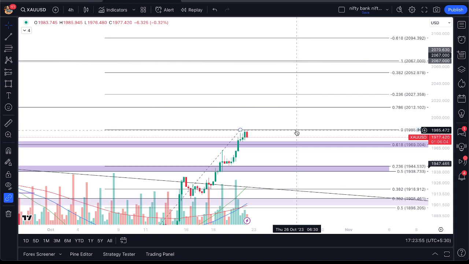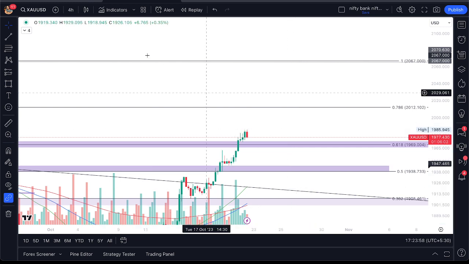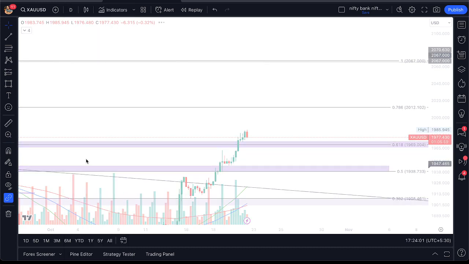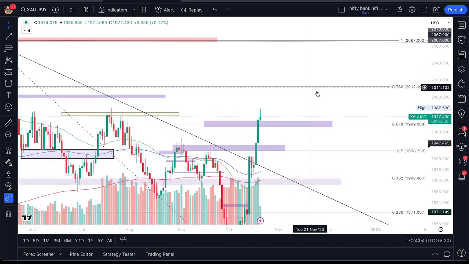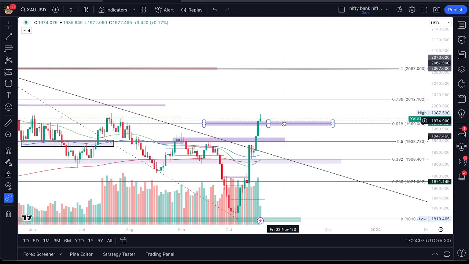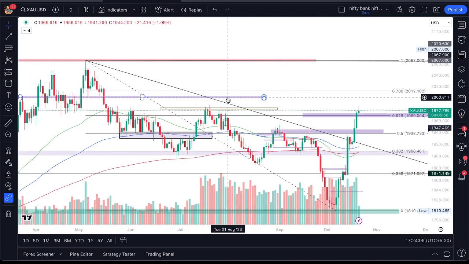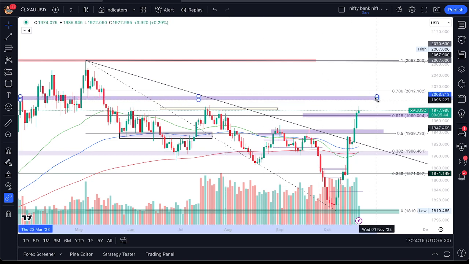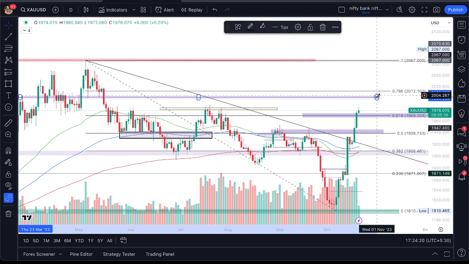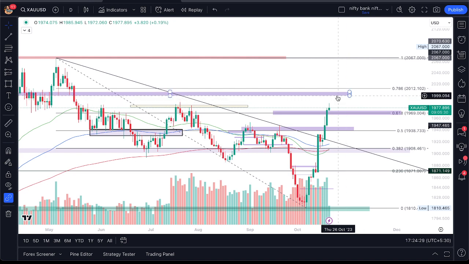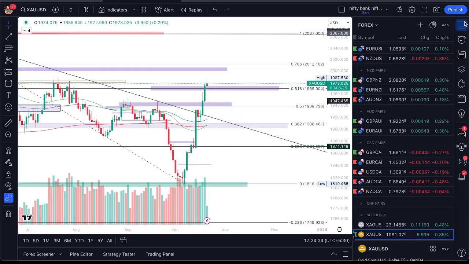Okay, I'll delete this one. On a daily time frame, if we see, this is the next zone of interest for me at 2000. I'll extend this from 1999 to this 2005. So this will be the next sell for me.